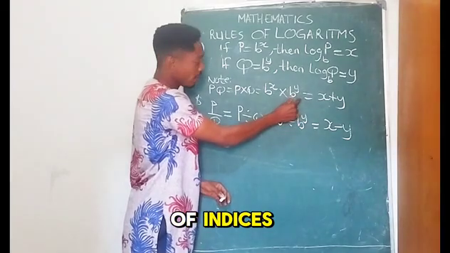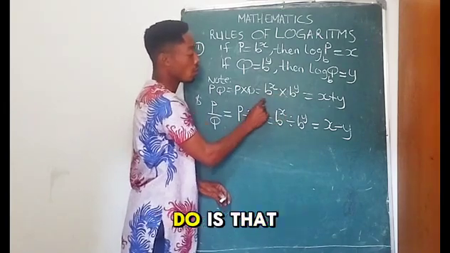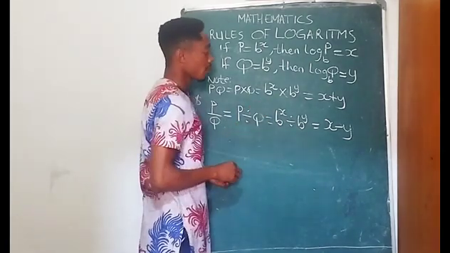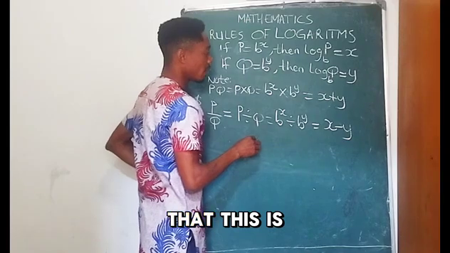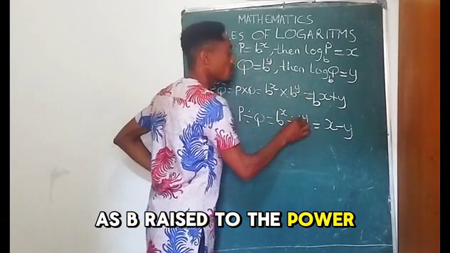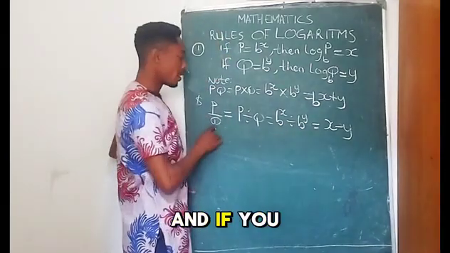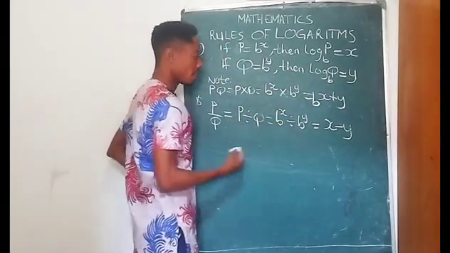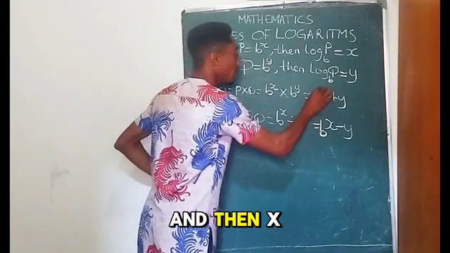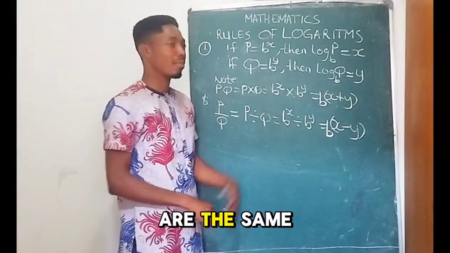From our rules of indices, if you multiply indices of the same base, it is simply saying that this is the same thing as b raised to power x plus y. And if we do the same thing for division, it is the same thing as saying that b raised to the power x minus y. Alright, because they are the same base.